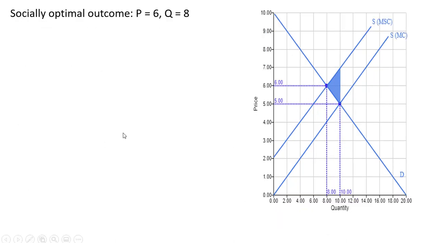Now let's look at the socially optimal outcome and calculate consumer surplus, producer surplus, and the cost of the externality. So in this case, the price is 6 and the quantity is 8. Consumer surplus is going to be the difference between the height of the demand curve and this price of $6 all the way up to the last unit consumed, which this time is 8, not 10. So here is our triangle. We got 10 minus 6 and 8 minus 0 as the dimensions, so we get consumer surplus of $16.